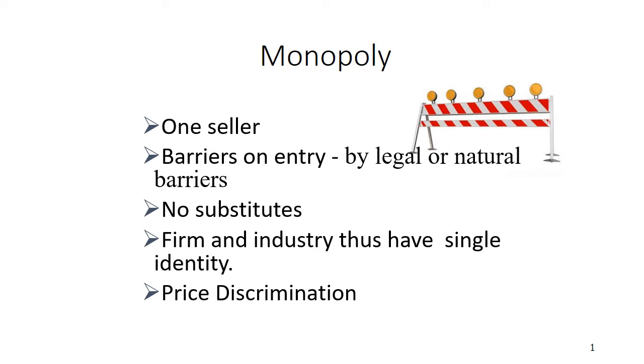The next one is price discrimination. Because there is one seller in the structure, that seller has more power, so they can discriminate the price to different geographical areas or depending on various reasons.